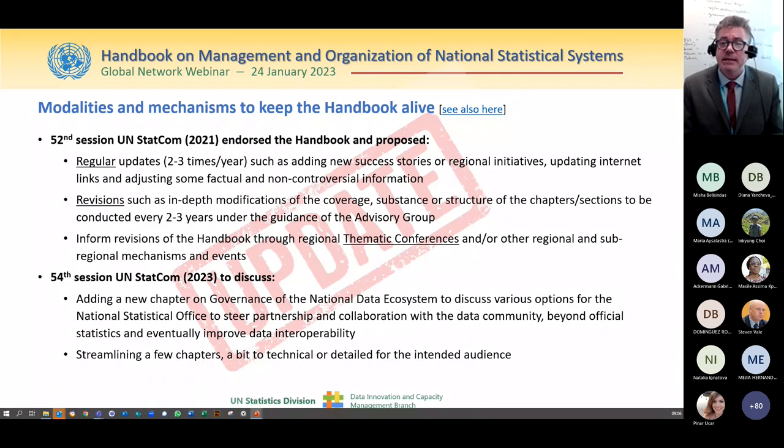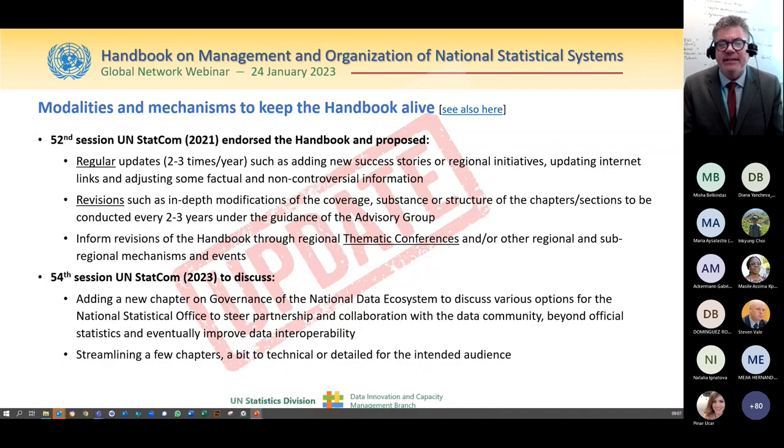The second one, and this is a little bit heavier, is about revisions. These revisions can be in-depth modification of the coverage, the substance, or even the structure of the chapters or some of the sections of the handbook. And the idea for these revisions is to have them every second or third year. It doesn't mean we redraft the handbook every third year, but we could think about redrafting a chapter or adding a chapter every second or third year. Again, it can be every fifth year, but let's say that every second or third year, we can ask ourselves if there is really a need for a partial revision of the handbook.